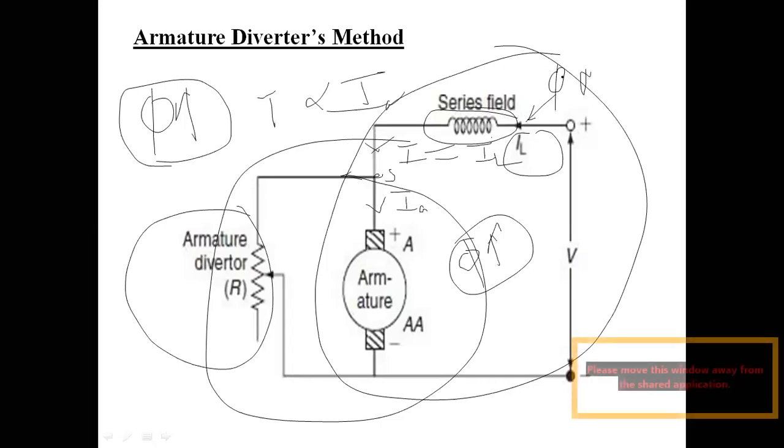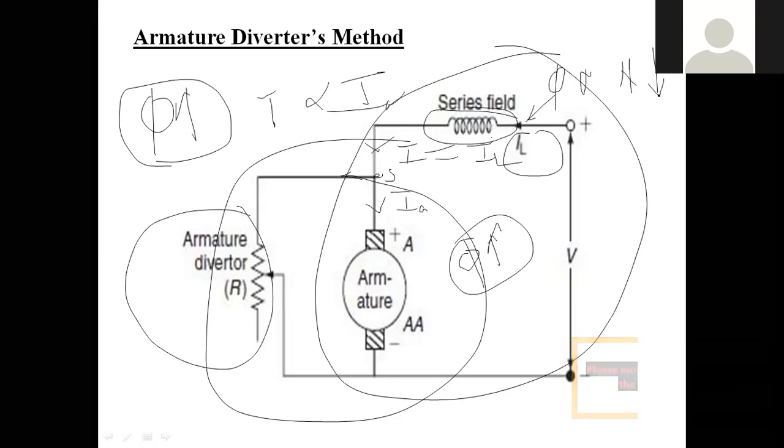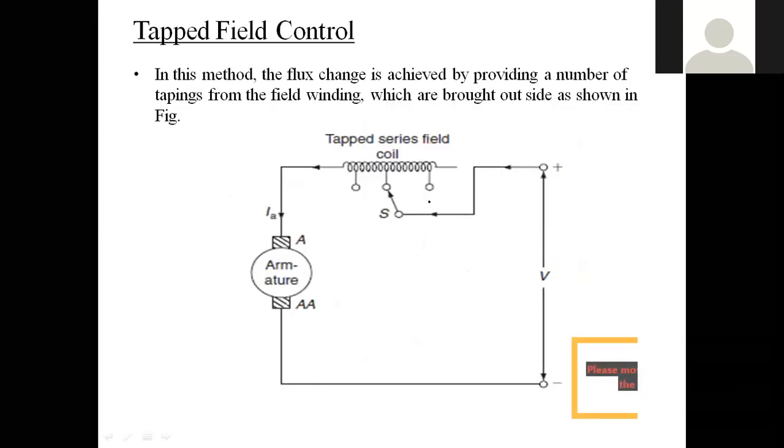Here the flux is going to be increased. So whenever the flux has been increased, the motor speed is going to be reduced. That's why this method of speed control is used below the normal speed. So in industrial purposes, where they need the speed of your motor below the normal value, we use this method to control the speed. Okay. Next, this is the tapped field control method.